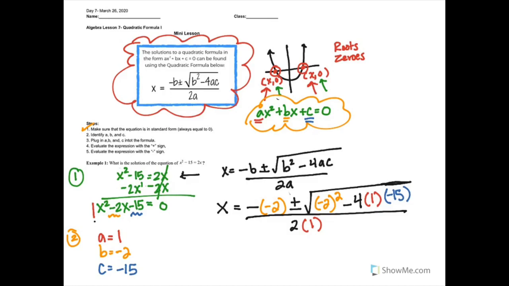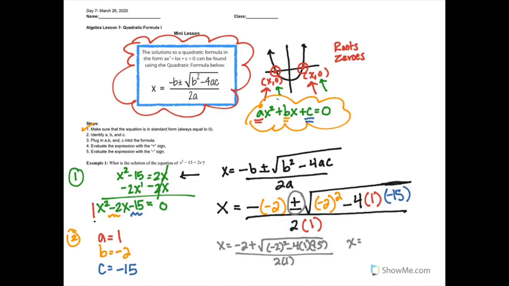So now, here's what you're going to do. This plus or minus over here means that you're going to do this 2 times. First you're going to do this with a plus. So in your calculator you're going to put x equals -2 plus the square root of -2 squared, I'm just rewriting it, over 2 times 1.